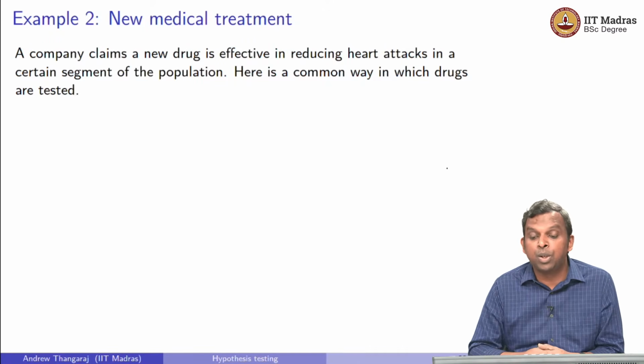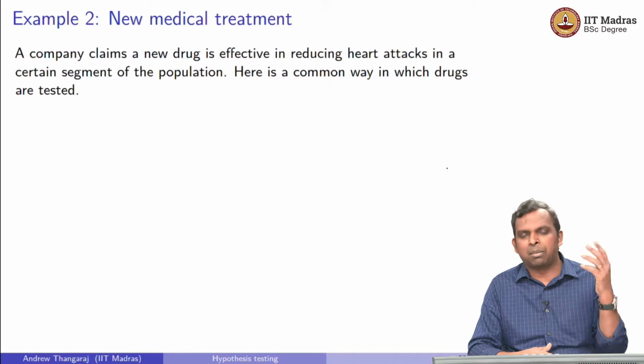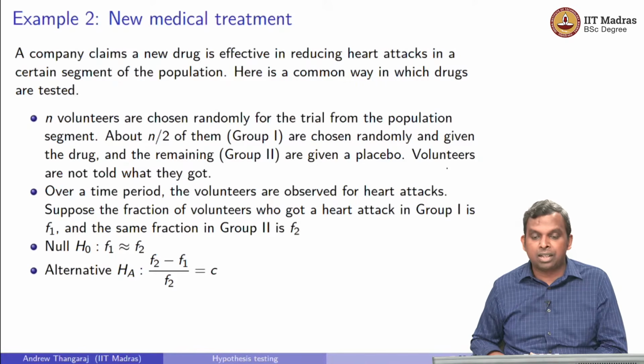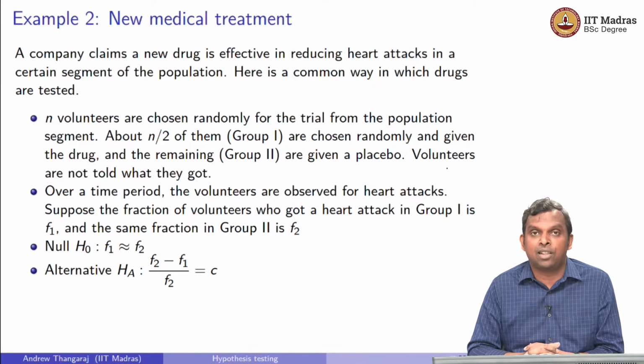Suppose a company claims a new drug which is effective in reducing heart attacks in some segment of the population. Okay, so here is a very typical way in which controlled clinical trials of drugs are done.